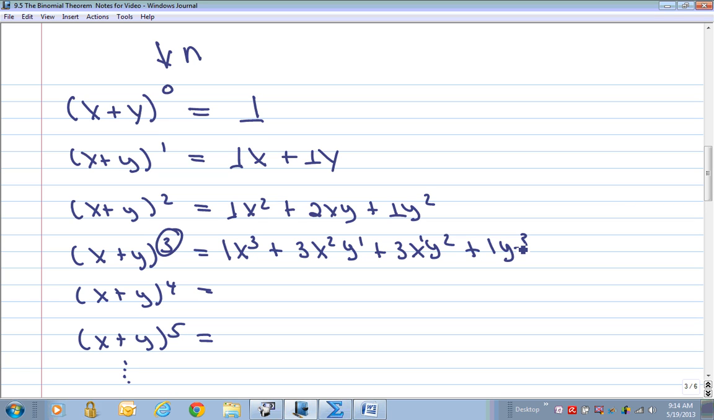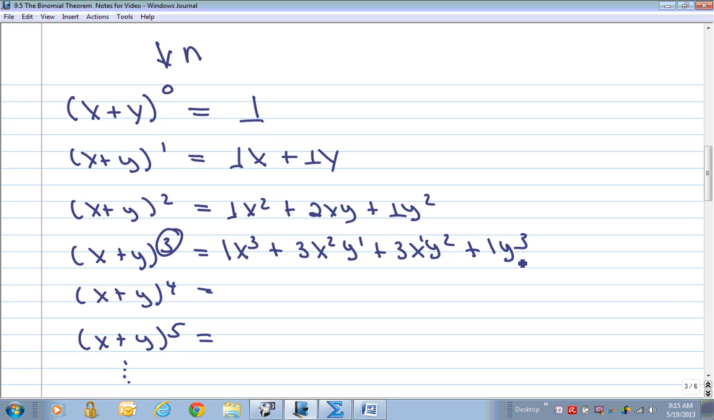Also notice that the powers increase and decrease on your x and y. So x decreases: x to the third, x squared, x to the first, and then basically x to the 0. And then you have y to the 0, y to the first, y to the second, y to the third. So the first term decreases its exponent starting with the highest degree, and the second term increases, starting with the 0 power and increasing to the highest degree of the binomial.